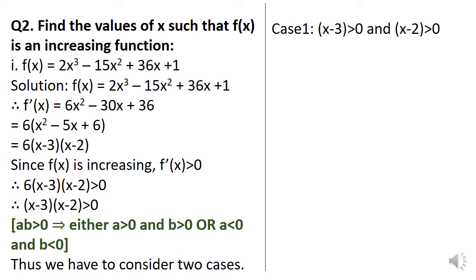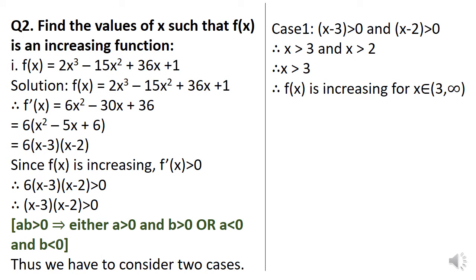In the first case, both the brackets are positive. That is, x minus 3 and x minus 2 both are greater than 0. So we get x greater than 3 and x greater than 2. Now suppose x is greater than 3. It means automatically that x is greater than 2. So we just have to write that x is greater than 3 over here. Thus we write this result like this: f(x) is increasing for x belonging to the open interval 3 to infinity. That means for all numbers greater than 3 up to infinity, f(x) is increasing.